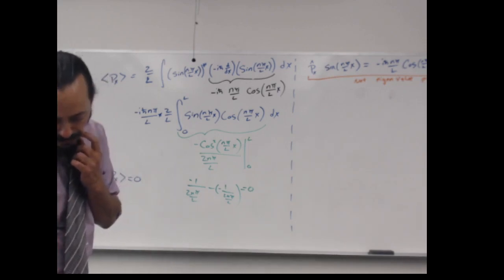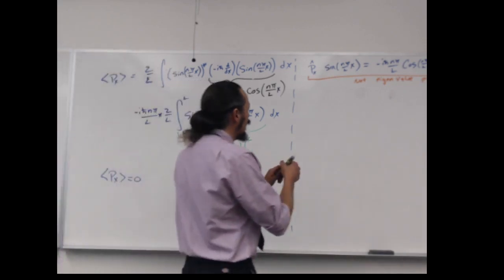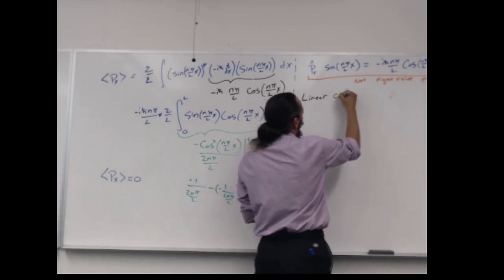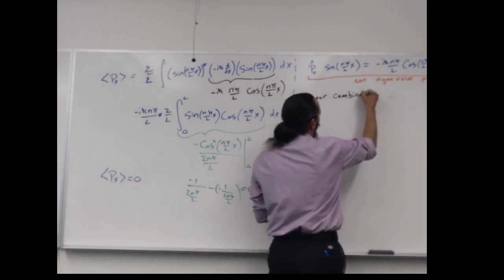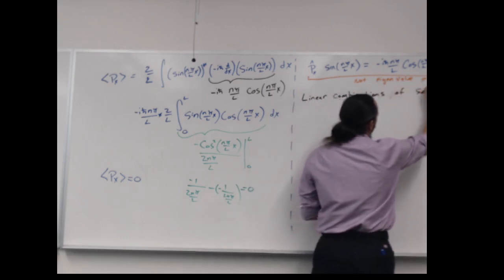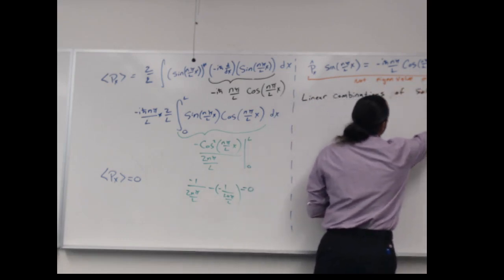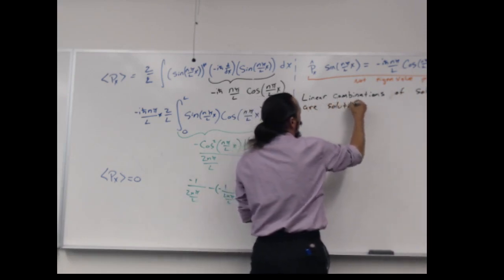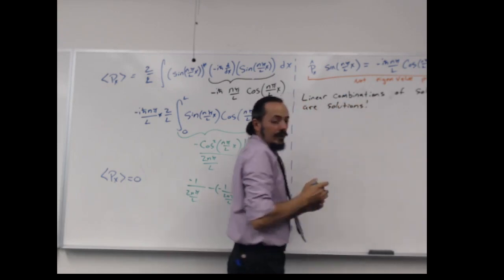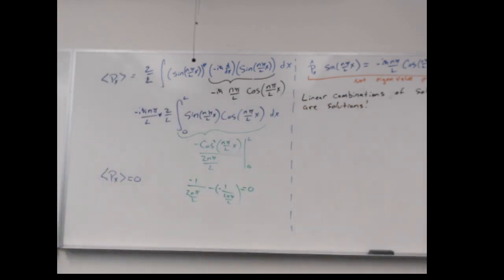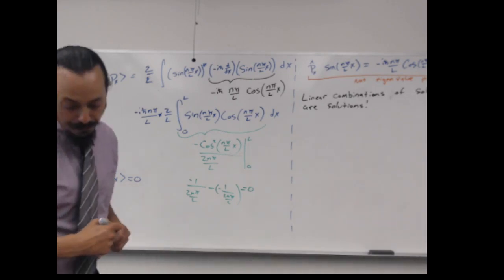What we can do, and we can think about this two different ways. The first thing we can think of is linear combinations are allowed. If we have a linear combination of solutions, that's also going to be a solution. Things we looked at before.